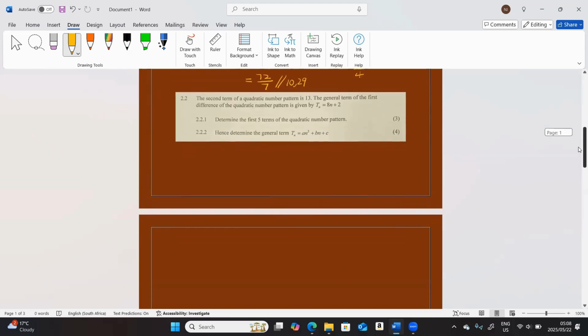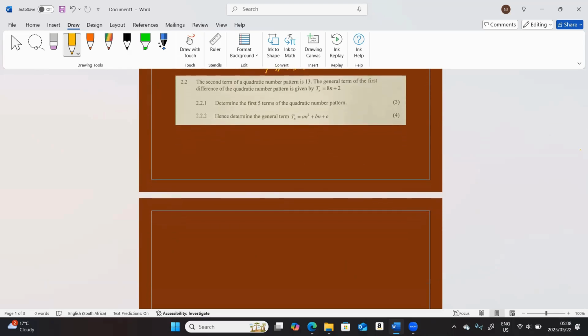Then we get to 2.2. They say the second term of a quadratic number pattern is 13. They tell us that this is a quadratic number pattern, so all of the principles and formulas that we know, we can use. The basics that we know about a quadratic number pattern we can use. The second term of the quadratic is 13.